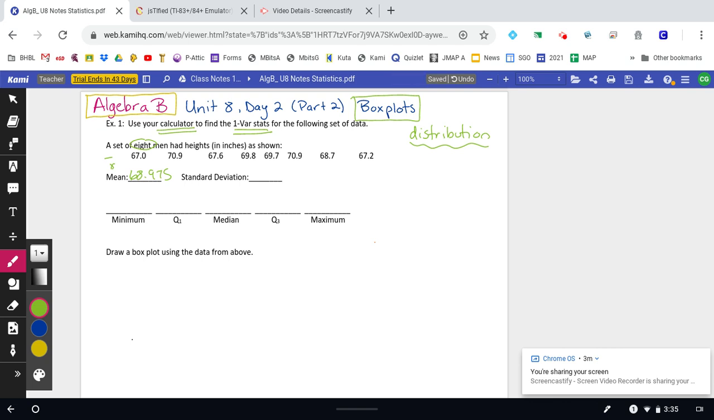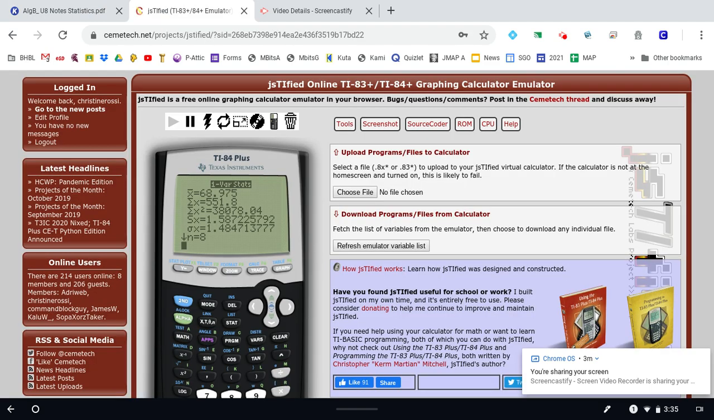Now remember my standard deviation. My population standard deviation is about 1.4847. So we're saying they're about an inch away from each other on average. Now I scroll down on my calculator and there are 8 values. I want to double check that. Now I want to write down my 5-number summary.